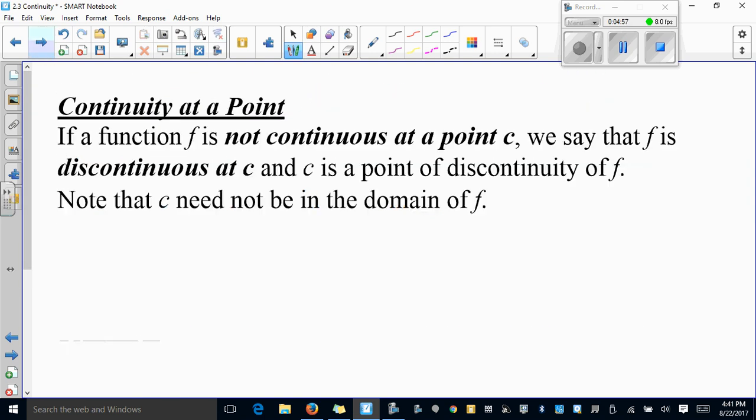Continuity at a point. If a function f is not continuous at a point c, we say that f is discontinuous at c, and c is a point of discontinuity of f. Note that c need not be in the domain of f. So one of the things to keep in mind here is that, especially with piecewise functions, you may find things that are not working. They're not going to be continuous, so we do have to watch for that.